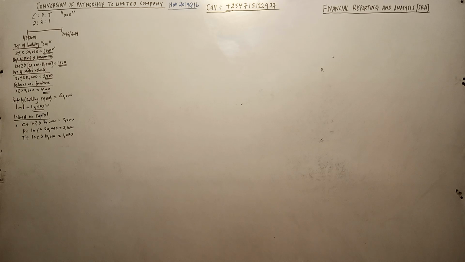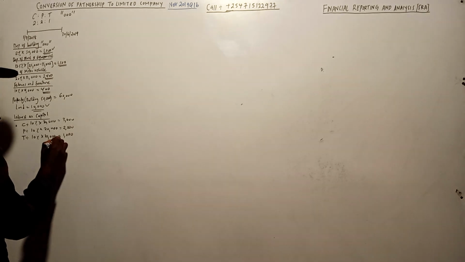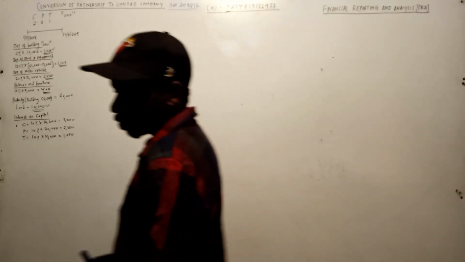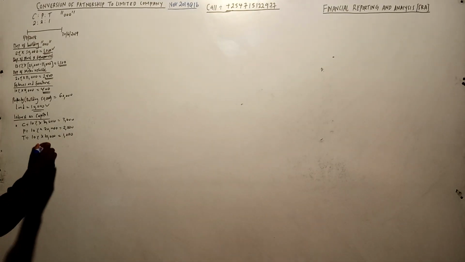I think now, before we continue, we can open the realization account. Remember we said we need to open the realization account. I think I can use a different pen. The realization account, let me use a different pen. Realization account. Now, the purpose of opening the realization account is to write off the assets.